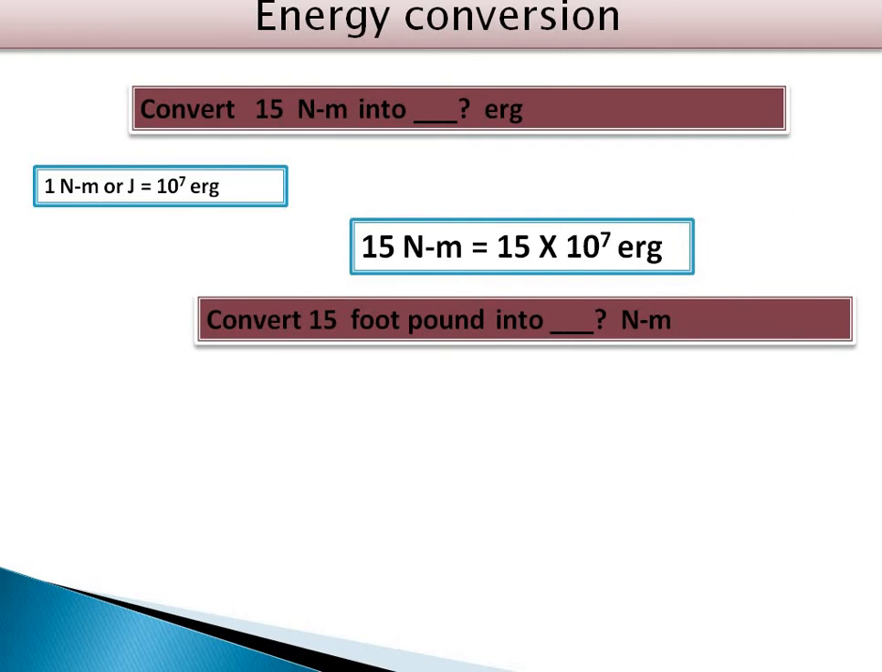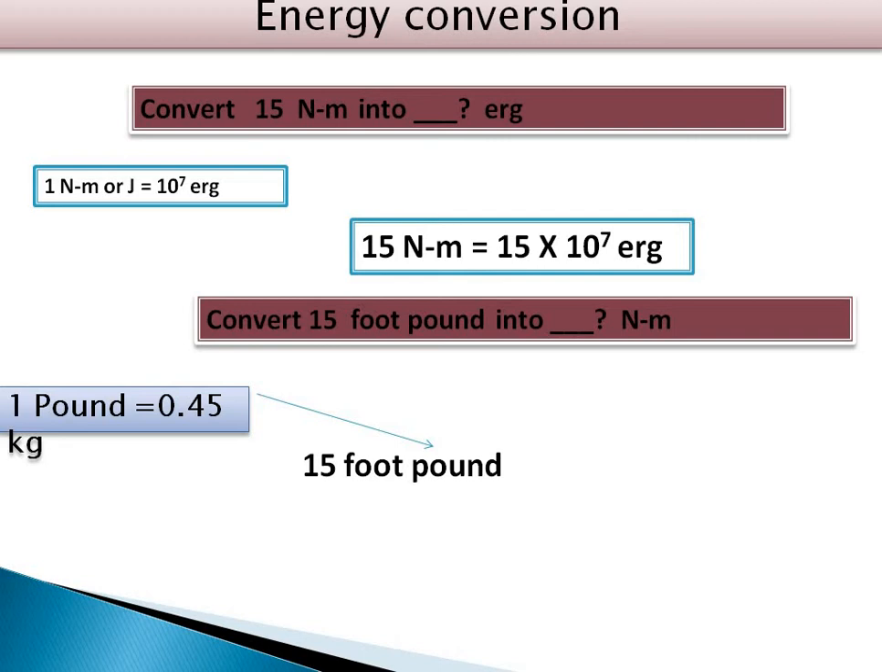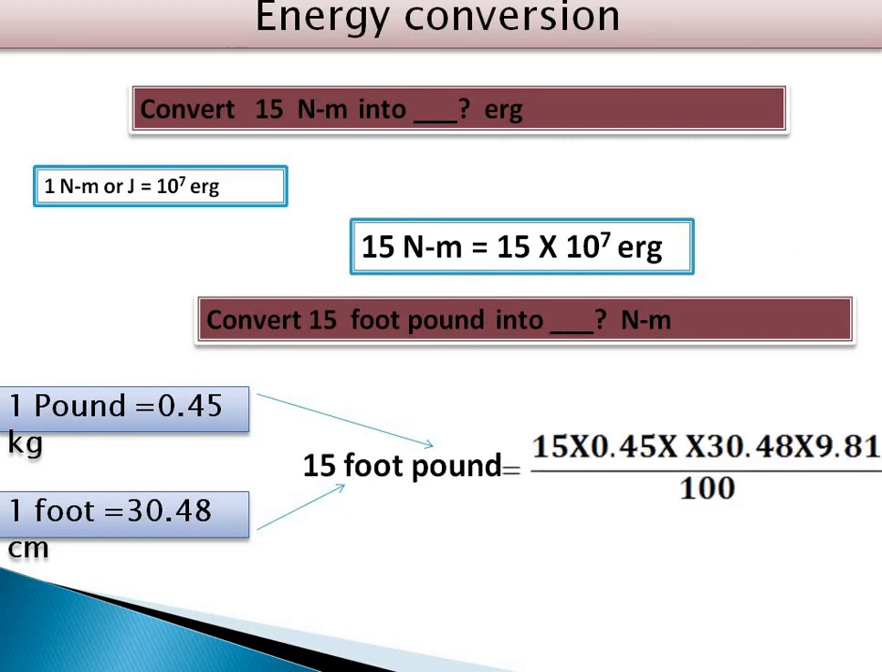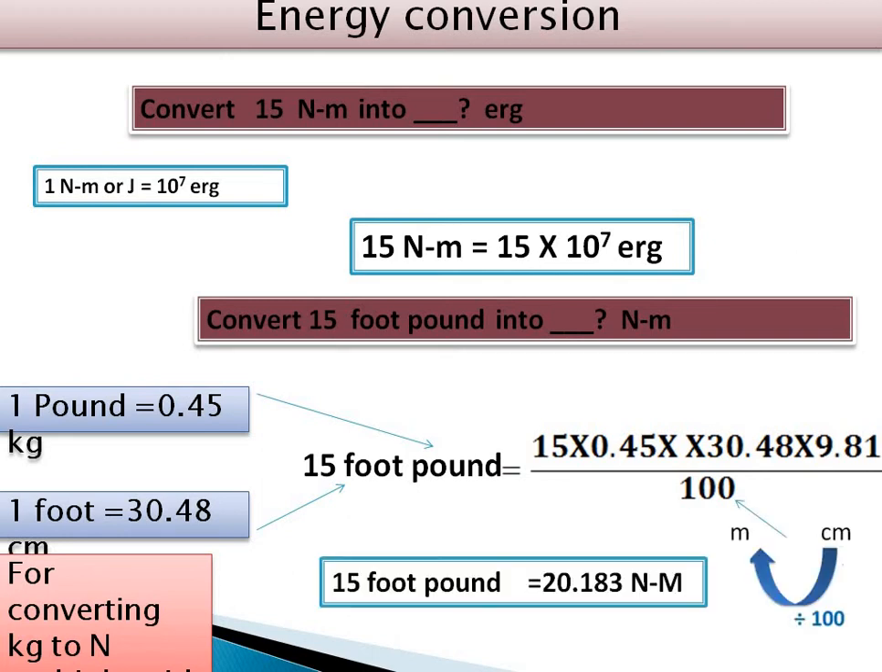Again 15 foot pound requires to be converted into Newton meter. So 15 foot pound is nothing but 1 pound is nothing but 0.45 kg, and 1 feet is equals to 30.48 centimeter. So it is 15 into 0.45 into 30.48 into 9.81 divided by 100. So 9.81 is for conversion of kg into Newton and divided by 100 for centimeter to meter. So 15 foot pound is nothing but 20.183 Newton meter.